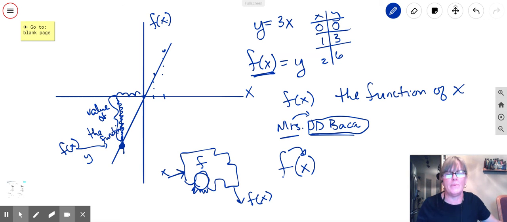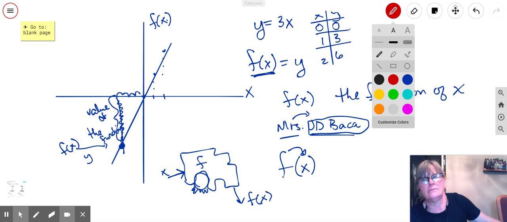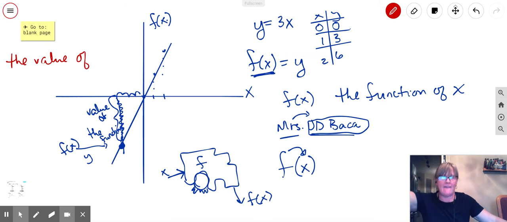So there's a couple things you need. You need to know that the value of the function equals y. I'm going to write that in red. When they ask you for the value of the function, they are asking you for y. That's all. When I say function, you say y. Function, y, function, y. It's like a cheer. Just remember that.